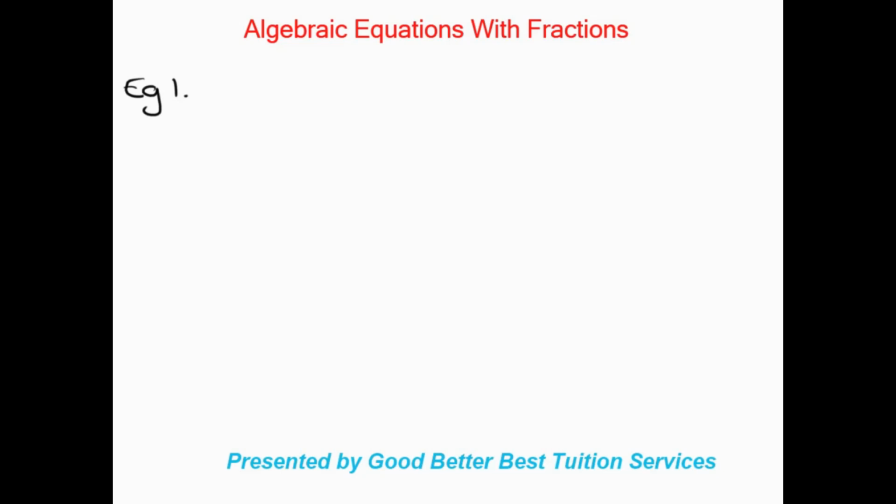The first example given to us is x over 4 minus x over 3 is equal to a half. Looking at this now, we need to first look for our LCM. What is our lowest common multiple between 4, 3, and 2? We can see that the lowest common multiple here is going to come out to 12. So what happens now with that 12?